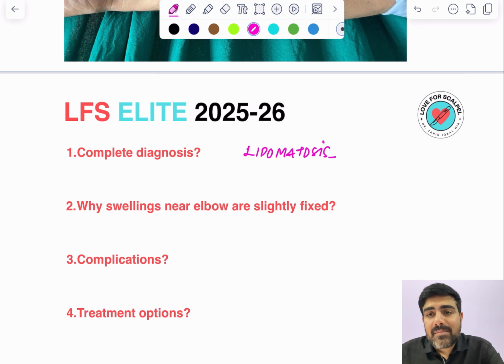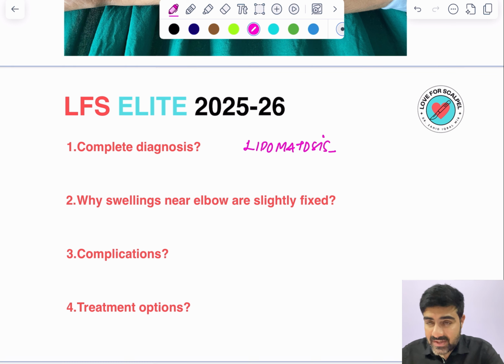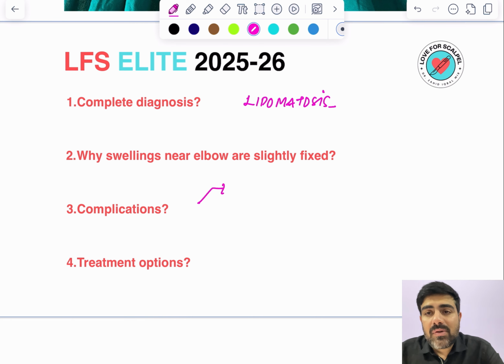Then why is the swelling near the elbow slightly fixed? Because of intramuscular location, or because of intra-articular extension. These were the complications we have discussed: saponification, calcification, myxoid degeneration, or sarcomatous change, that is, malignant transformation into liposarcoma. So what are the treatment options? We have discussed excision, enucleation, then liposuction, and then injection of deoxycholate. So this is very important.